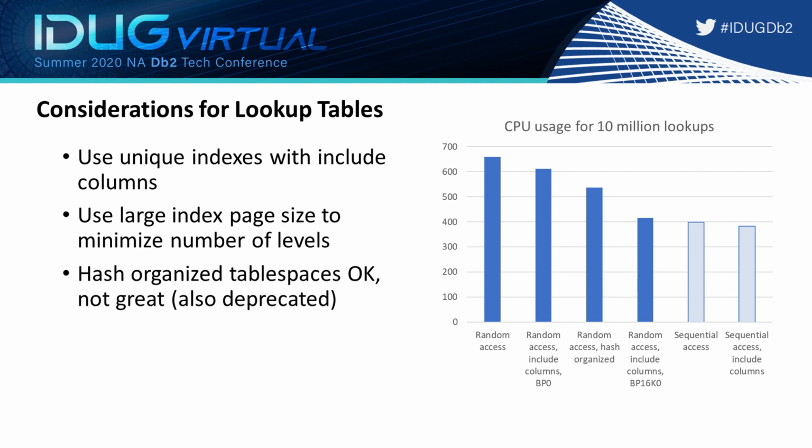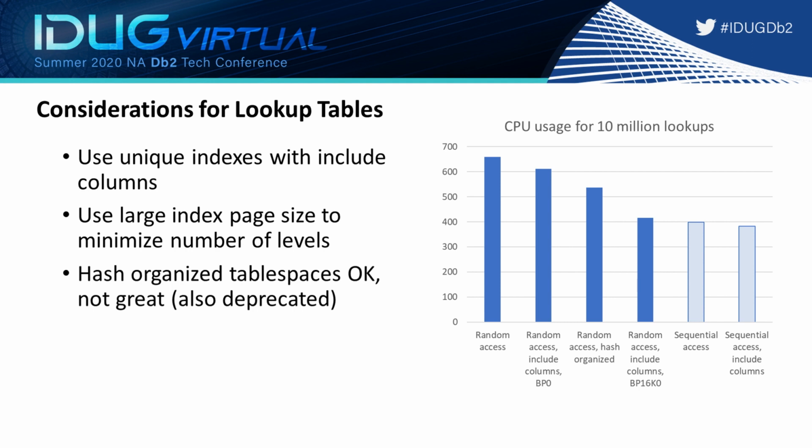You have to make sure that the number of levels that you have in your index is as low as possible. When you use include columns, you can avoid accessing the table space entirely, but the index entries will become larger. And that's why you want to increase the index page size. This allows you to have more entries per page, and therefore it reduces the number of levels. I have done 10 million random lookups using an index with a 16K page size and include columns, and I have found that the performance was almost as good as doing sequential access.